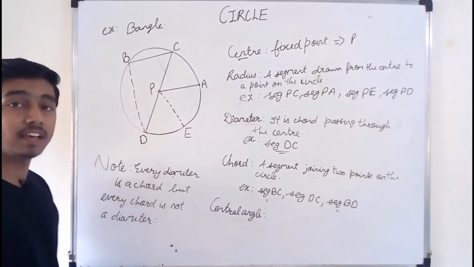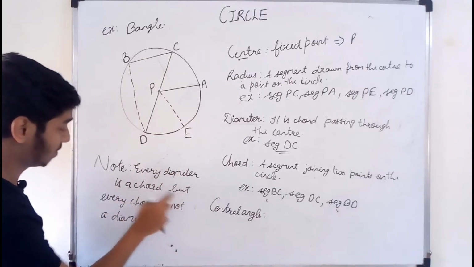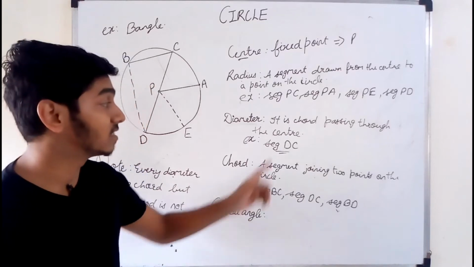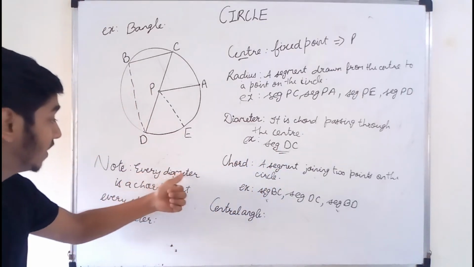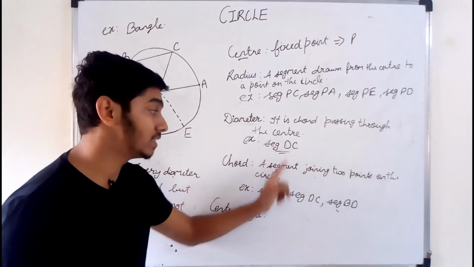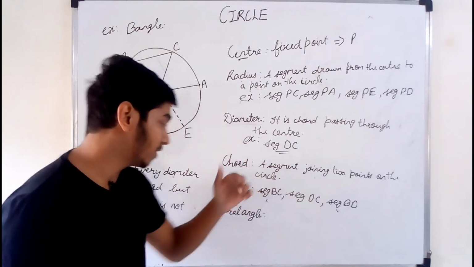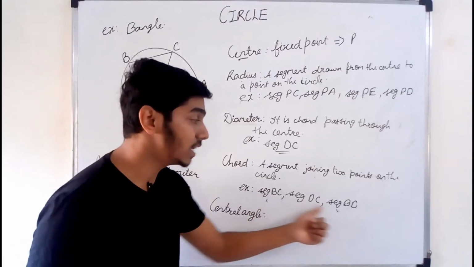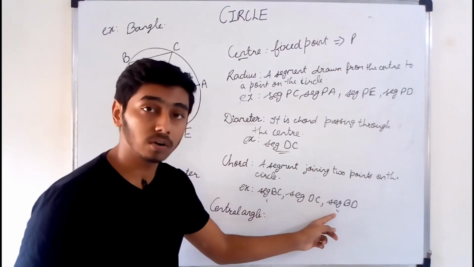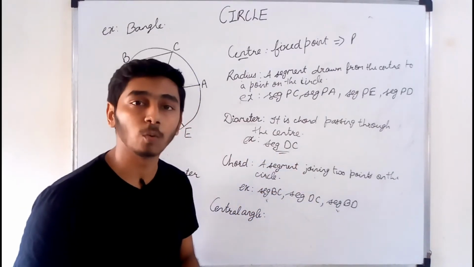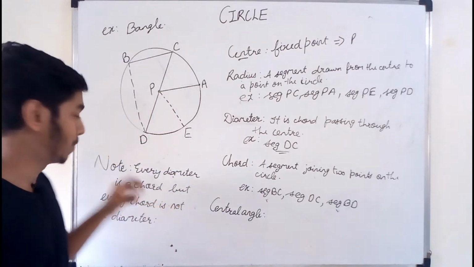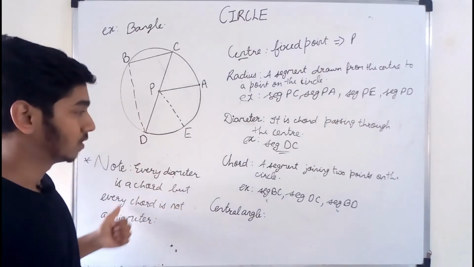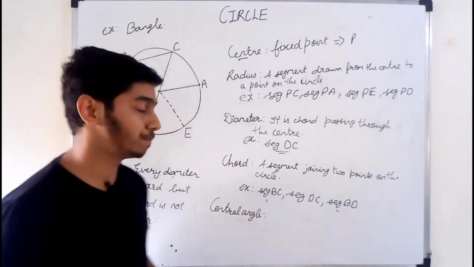So what is it trying to say? Every diameter is a chord, but every chord is not a diameter. So if you see from this itself, what does it say? Every diameter is a chord. See, segment DC is also a chord, but if you see, every chord is not a diameter. So in this case there are three chords, but all the three chords, are they the diameter? No. So this condition fits in. So make a note of this. Okay, star it. Okay, this is important for you to know.